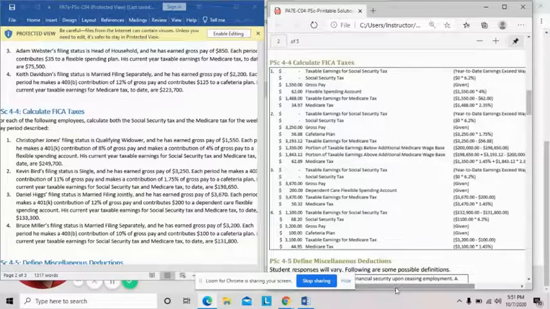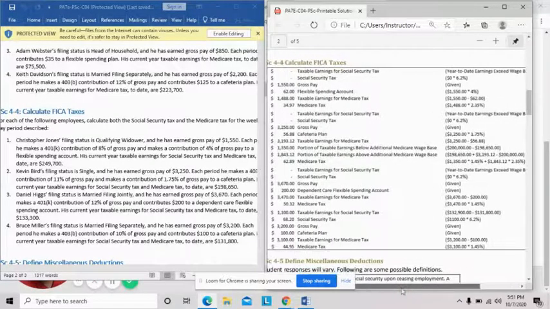Once again, year-to-date earnings exceed the wage base, right? Social Security tax, therefore, is zero as well. Well, we take the gross pay that's given, multiply that by 1.75%, as you see here, get $56.88. Then we subtract that amount to find the taxable earnings for Medicare tax.